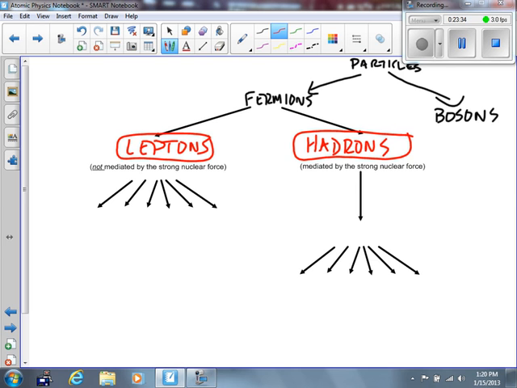An example of a lepton would be an electron. We said a few minutes ago that protons and neutrons can get smaller. I never said anything about electrons. Electrons, as far as we know, are as small as it gets. Another example of a lepton would be an electron neutrino.